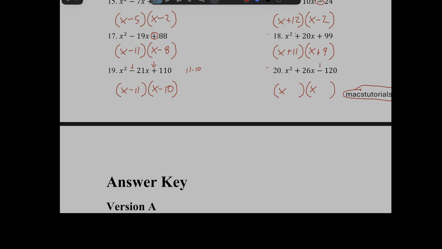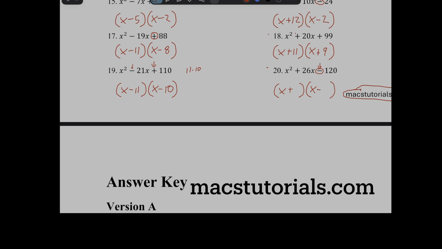And then 20, third term negative. Yay, signs are different. Factors of the third will subtract to the middle. All right, so what can I get that will multiply to 120 and subtract to 26? Well, I got to think about this one for a minute. Let's just do this. 1 times 120, 2 times 60. Will 3 go in? Yeah, 3 times 40. Do I see anything that subtracts to 26 yet? Nope, let's go 4. 4 times 30. Hey, that'll subtract. Boom, I found the answer.